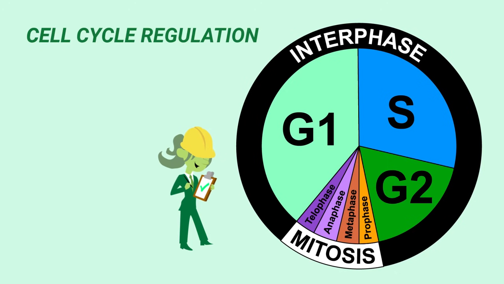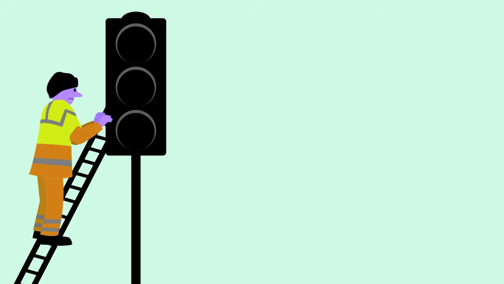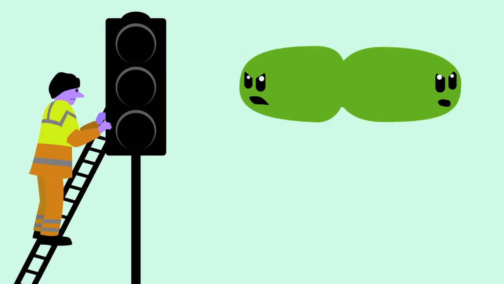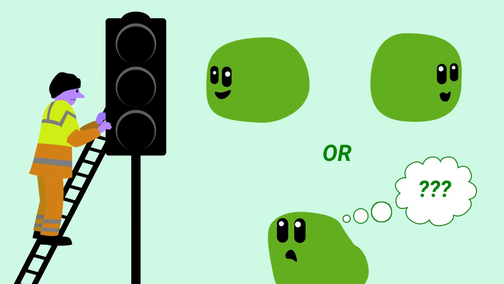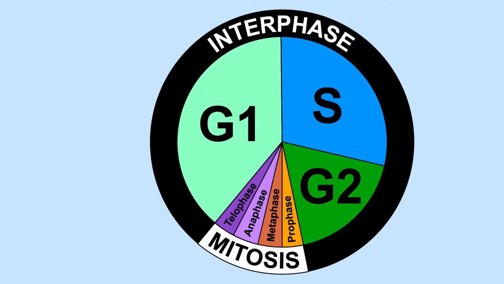Cell cycle regulation is important. Without cues to grow or to stop growing, cells would either multiply non-stop, forming masses, or they would never multiply. There are three major checkpoints in the cell cycle: at the end of G1, end of G2, and during metaphase.